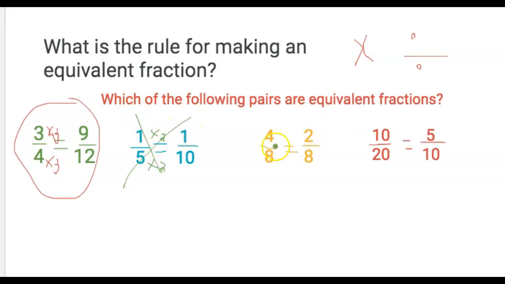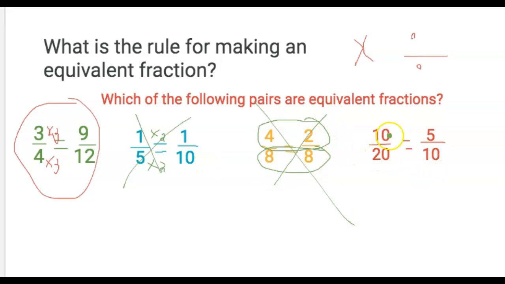Okay, we're going to go over here. We have 4/8 and 2/8. Oh, so this is getting smaller. So we had to divide. But wait a minute. This number is the same and this number is different. So this can't be an equivalent fraction because if the top number changes, the bottom number has to change. So that's not going to work. That's not right.